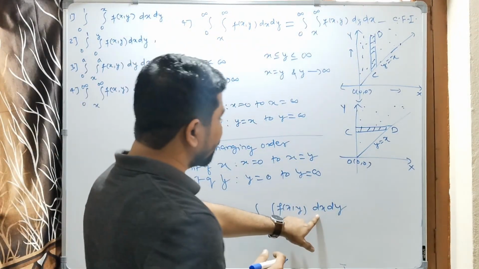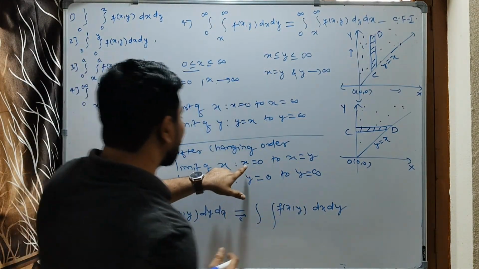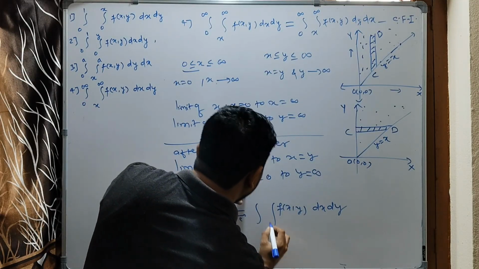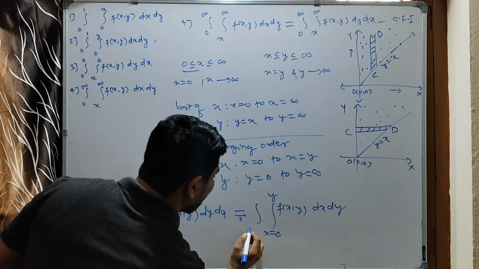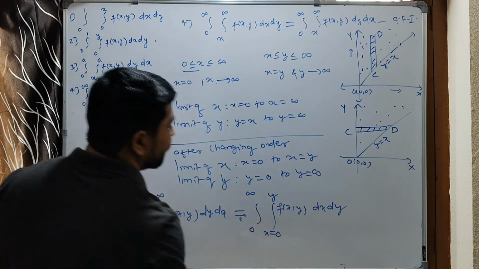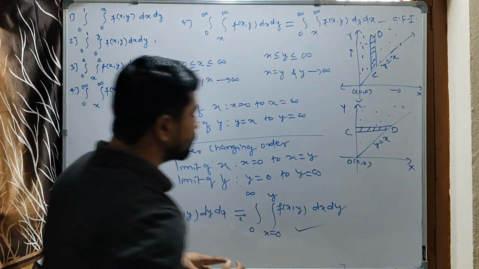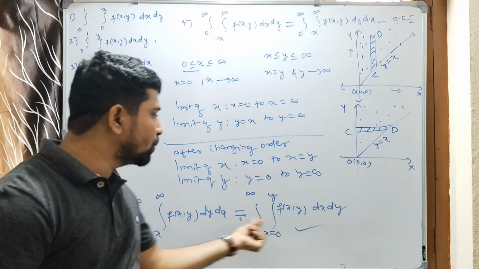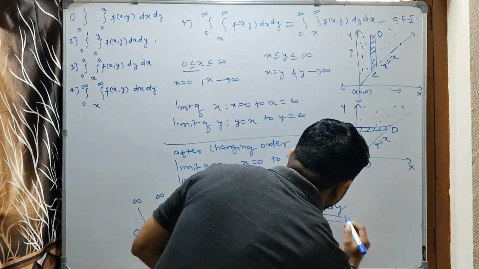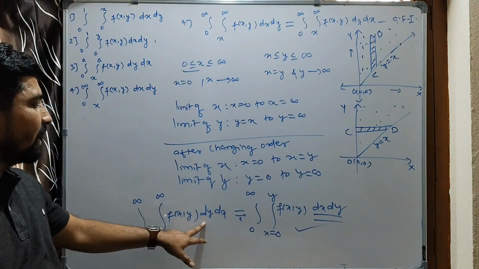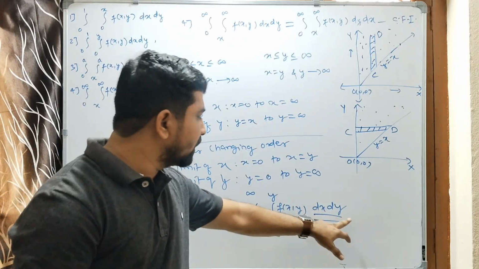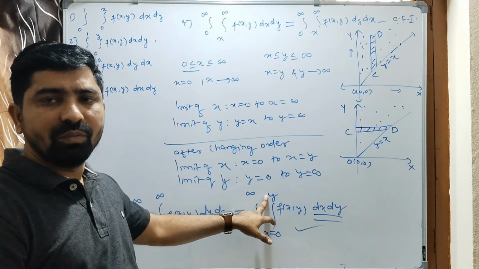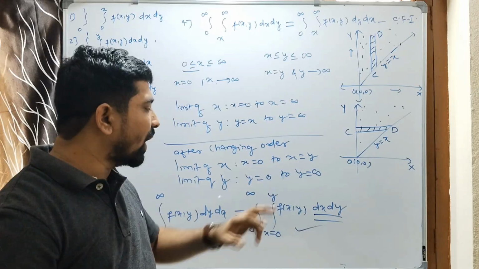So here I am integrating first with respect to x. Write the limits of x equal to 0 to y and the limits of y equal to 0 to infinity. So this is the change of order from dy dx to dx dy. In the starting dy dx, the correct form after changing to dx dy has the x limit in the y variable.